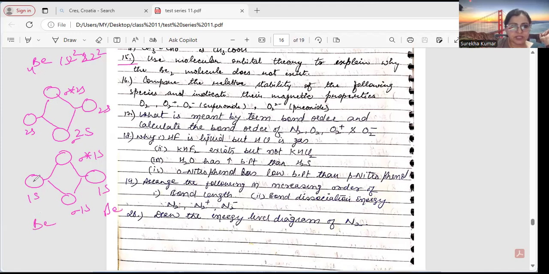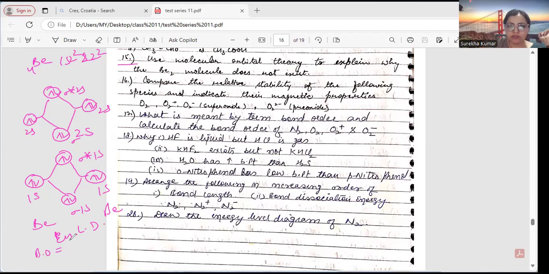The configuration is 1s2, 2s2. This is also showing the 1s2 and 2s2. So 2 and 2, 4. 2 electrons are here, 2 are here. Out of these 4, 2 will be here and 2 will be here. This is the energy level diagram of beryllium Be2. Now, what is the bond order?